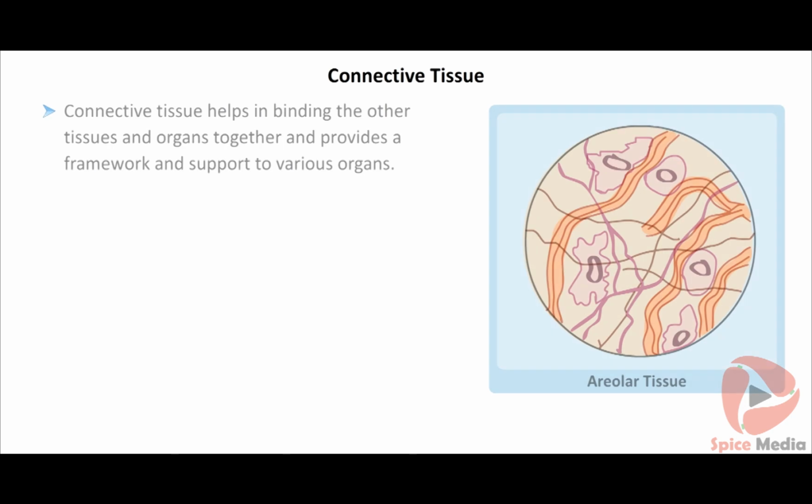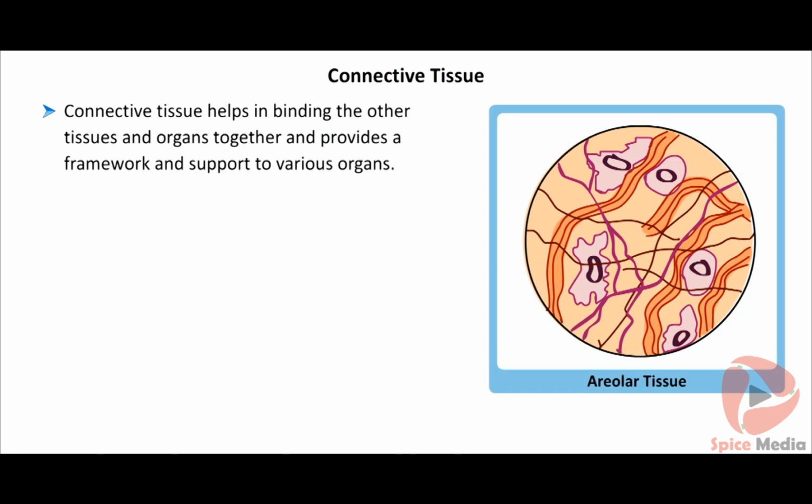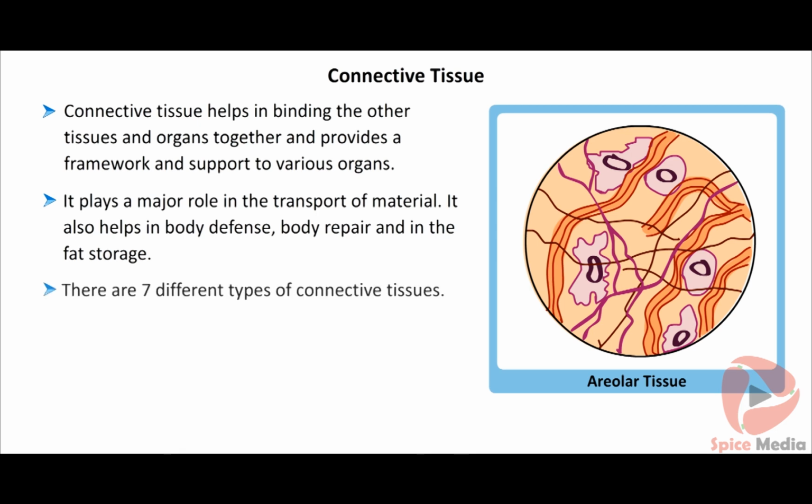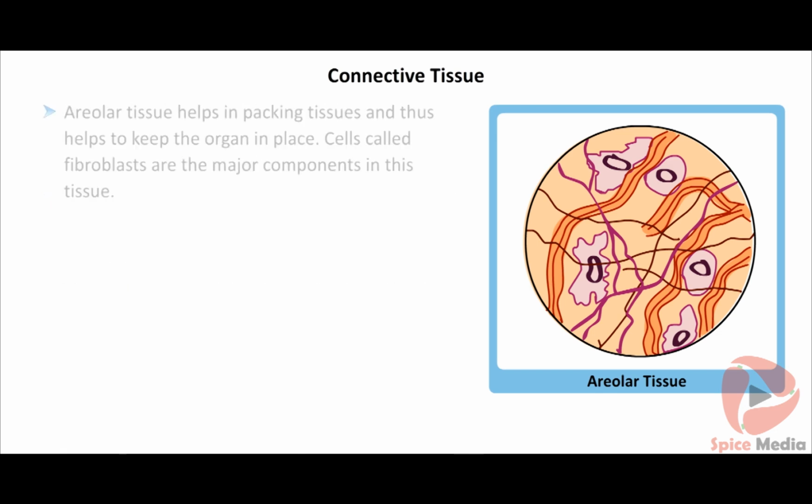Connective tissue. It helps in binding the other tissues and organs together and provides a framework and support to various organs in the body. It plays a major role in the transport of material from one tissue to another. It also helps in body defense, body repair, and in the storage of fat. There are 7 different types of connective tissues, each performing a different function.